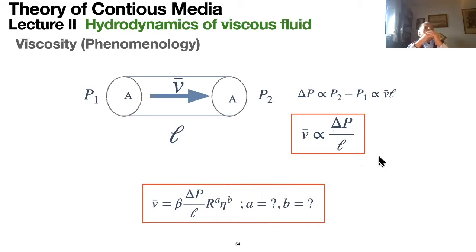And let's think for a while on what else this average velocity can depend. It can obviously depend on the viscosity coefficient, and obviously on the radius of the pipe. So we can make an educated guess that the average velocity is proportional to the gradient of pressure, that is the ratio of delta P over the length of the pipe, times the radius of the pipe with an unknown exponent A, and the viscosity, which also might be taken to some power, an additional number B, which tells us with which power the eta enters.